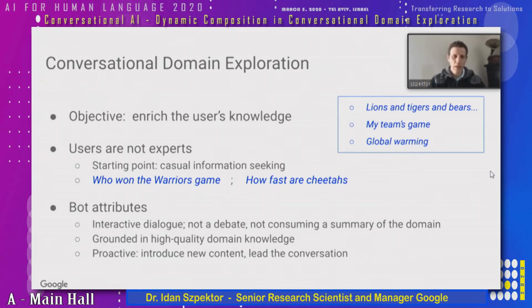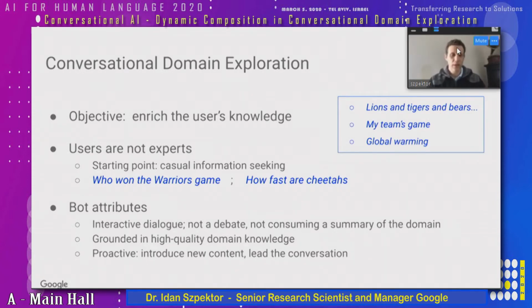Now, there are three attributes for bots that should handle the domain exploration. First of all, we should understand that this is not a debate, so it's not like one side having a monologue about one opinion, the other side having a monologue about another opinion. And it's also not a summary. So it's not the user being a consumer who sits down and just the bot summarizing all the information in a kind of a Wikipedia page. This is an interactive dialogue in which both the user and the bot explore the domain in an interactive dialogue way.